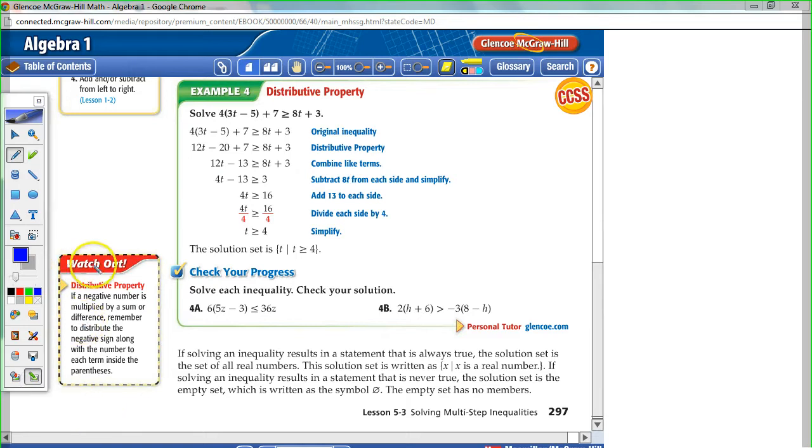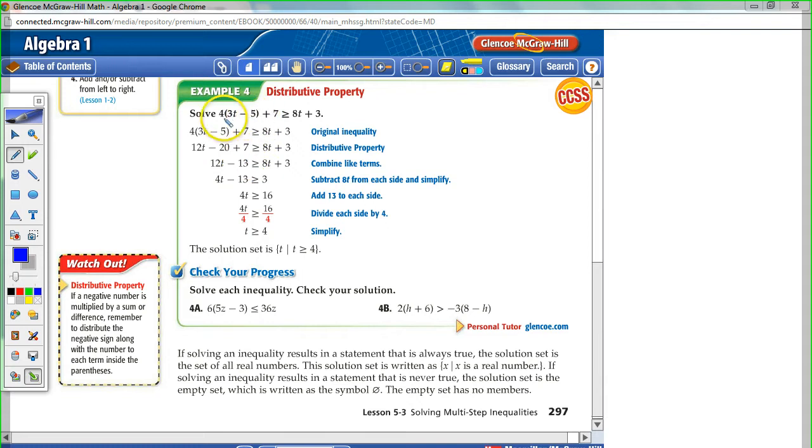Okay. So here's a big watch out. Distributive property. If a negative number is multiplied by a sum or difference, remember to distribute the negative sign along with the number to each term inside the parentheses. Okay. And we'll do some of these problems later on.